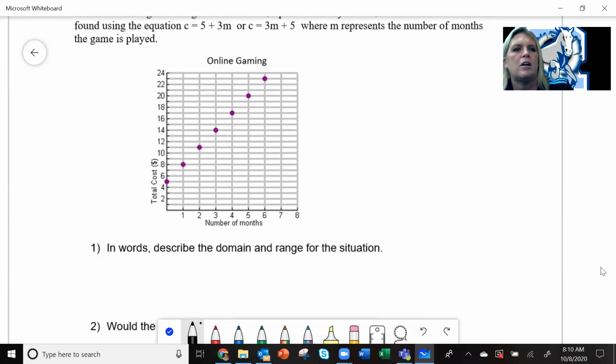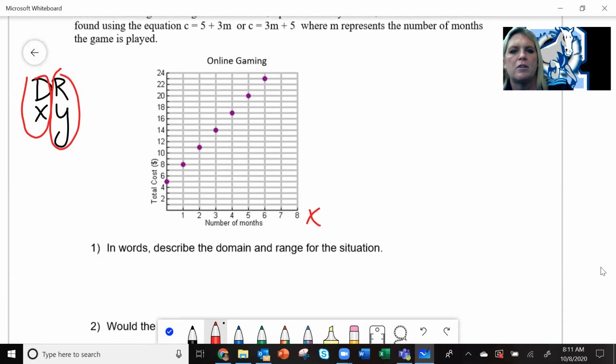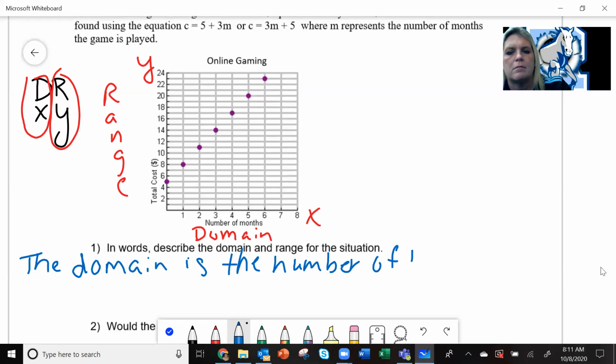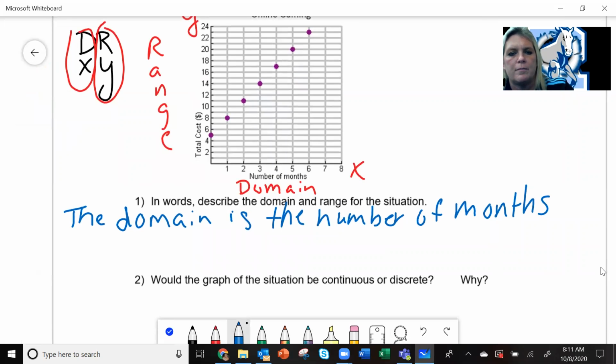Well, let's remember the phrase Dr. XY. Dr. XY helps me remember that domain is the X and range is the Y. Well, let's label here X and Y. So that means the X axis is my domain, the Y axis is my range. So if I have to write this in words, my domain is the number of months. Now the range, I move this up, my range is the Y value, the range is the total cost.